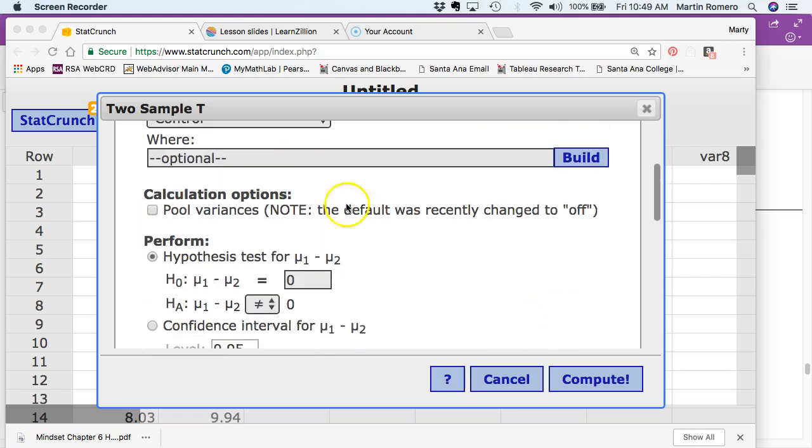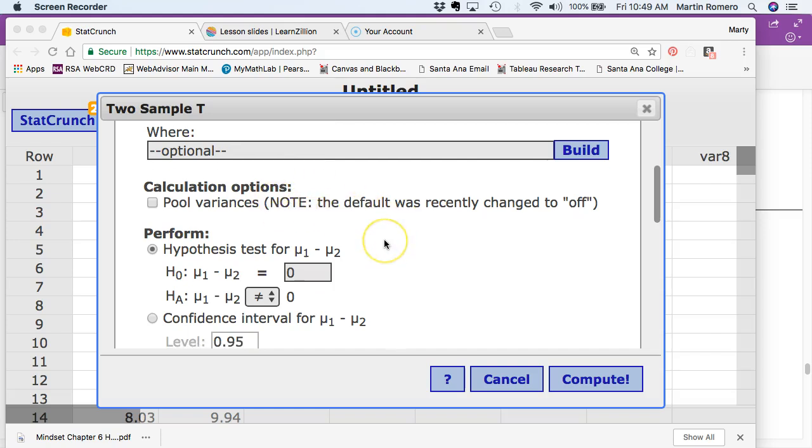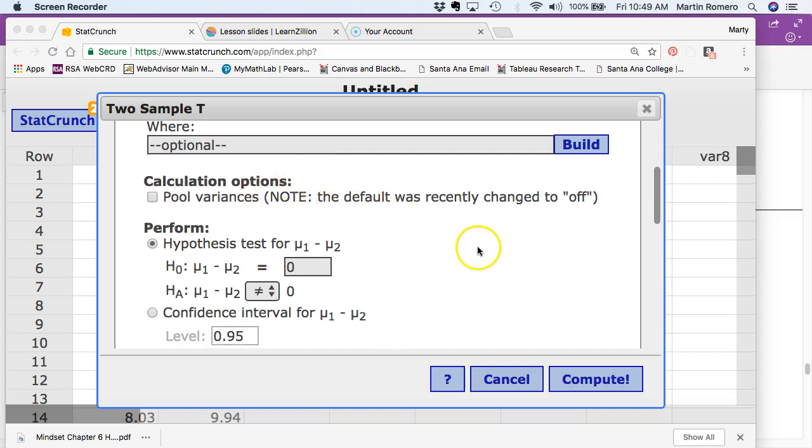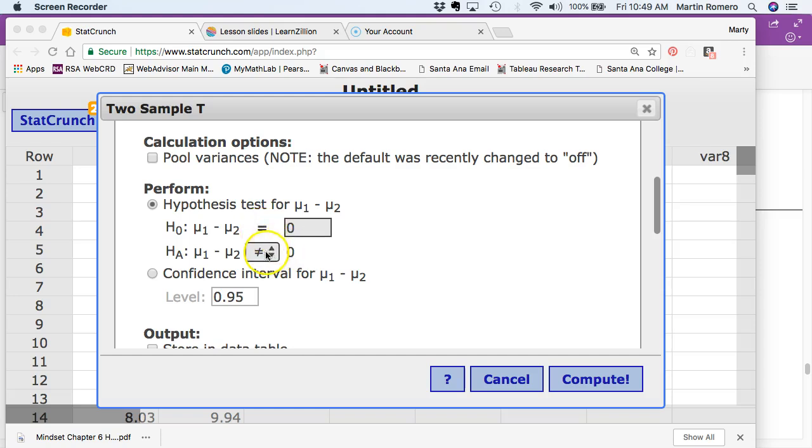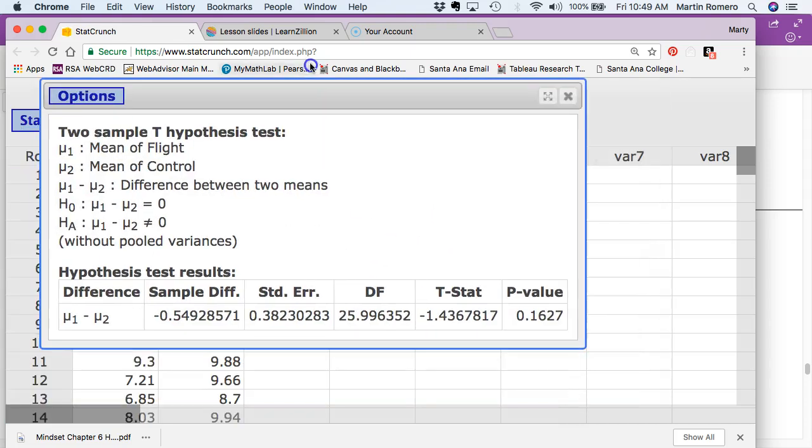And then you can read in the book, there's a description of that. But again, that's a more specific case, so we don't do that one. And then we compute. We thought that one of them was going to be different, so we give a not equals, and then you compute. And when you compute, again, you get a test statistic and a p-value.